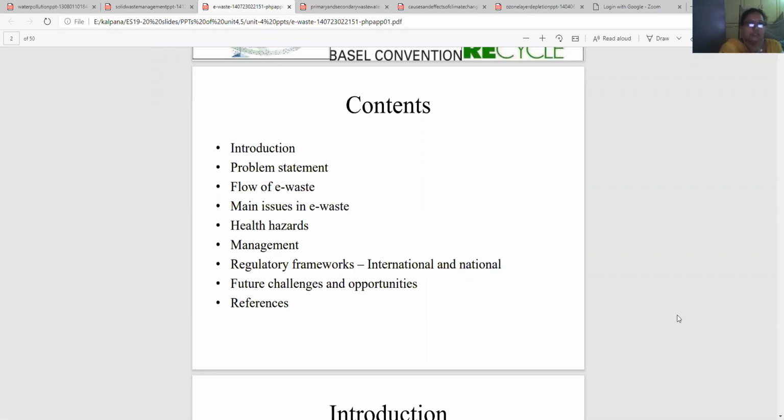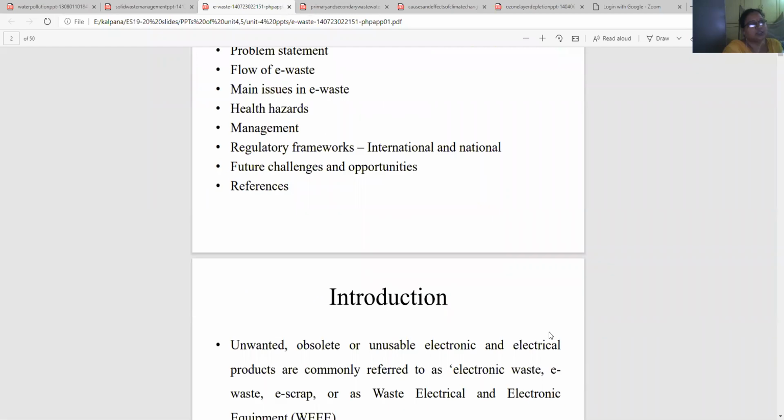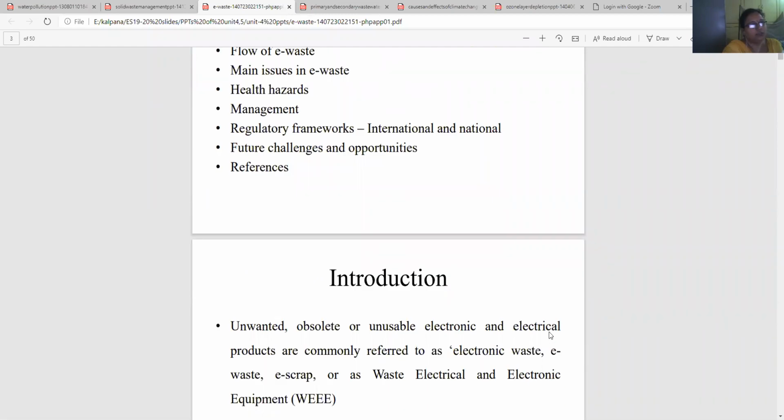Last class we discussed solid waste management, that is municipal solid waste. Now we'll go for e-waste. In e-waste management we are going to study the introduction, problem statement, flow of e-waste, main issues in e-waste, health hazards, management, etc. Now, coming to e-waste.